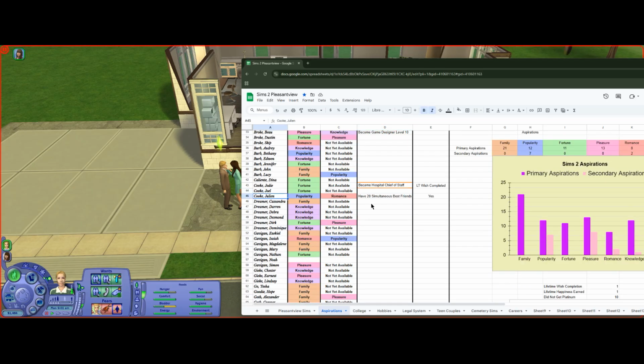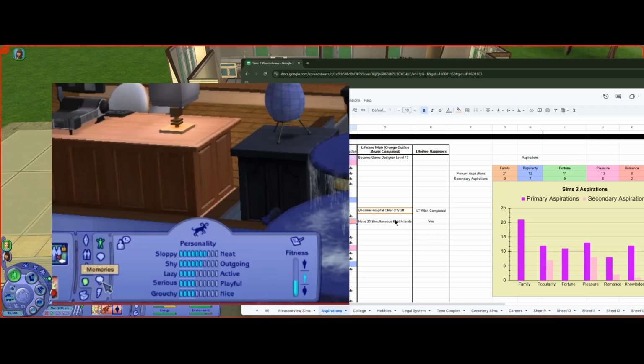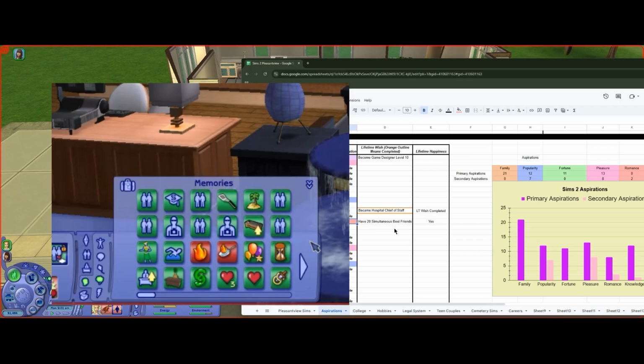Now, as for Julian, he wanted to have 20 simultaneous best friends. But as you could tell, he also has a secondary aspiration here. And that just makes so much sense after going through my overview of Pleasantview of what he's been up to. It makes so much sense now what he's been doing because I totally forgot I did a secondary for him. But yeah, he actually got the romance secondary aspiration. So yeah, it makes sense now.